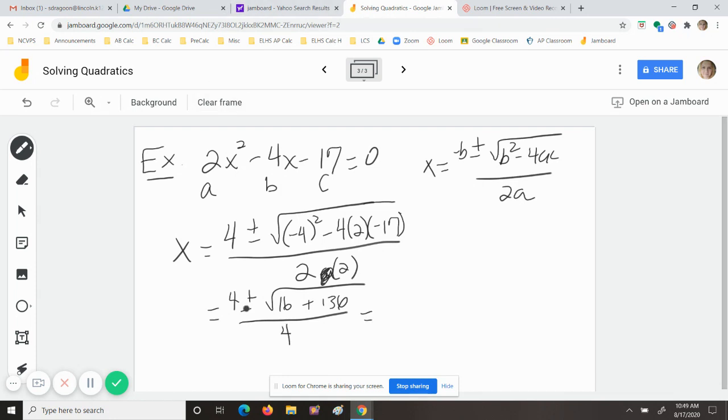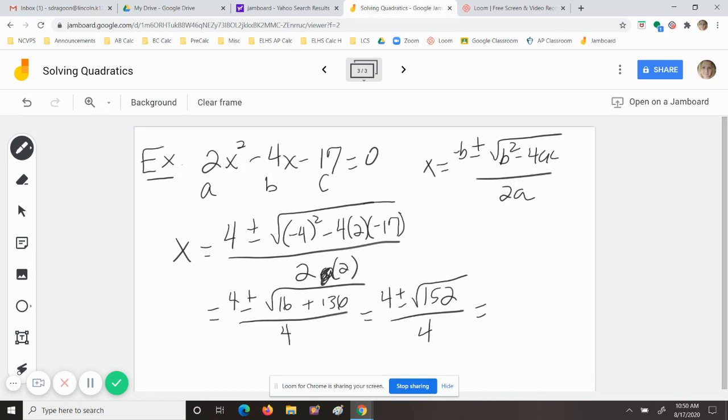Now, some people will make the mistake and they'll go ahead and cancel terms here. You cannot do that, okay? A lot of times we think of these two terms on top as married. You can't split them up. So don't try to divide one without dividing the other. Just keep that in mind. Don't simplify too early. All right, let's add our two numbers inside the square root. 16 plus 136 should give us 152, all over 4.